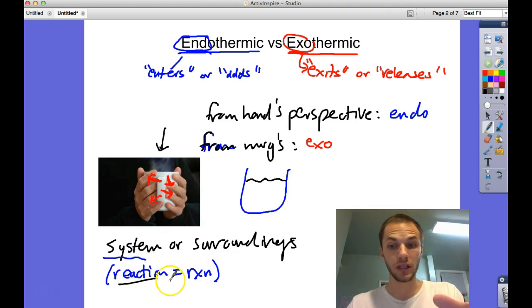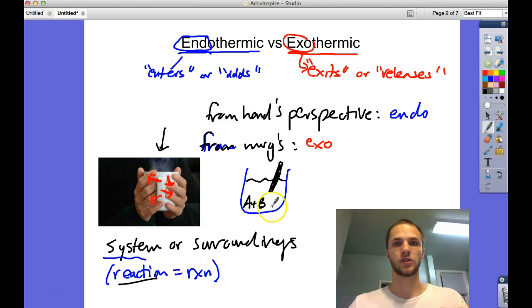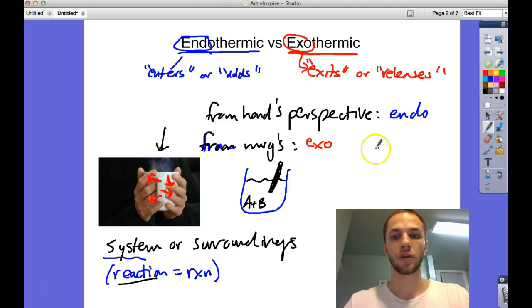Is the reaction losing heat? Then it's exothermic. Or is it gaining heat? Then it's endothermic. So the way to determine this, the easiest way, boom, boom, boom, here's a thermometer. Let's say A and B are mixed, and there's going to be a temperature change, okay? The thermometer here is not part of the reaction.